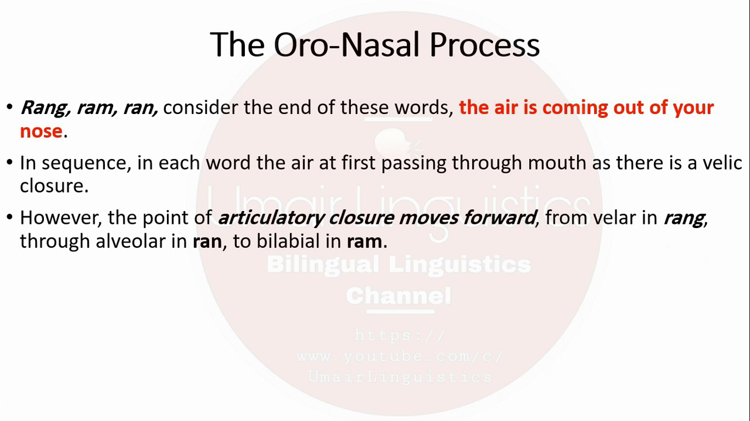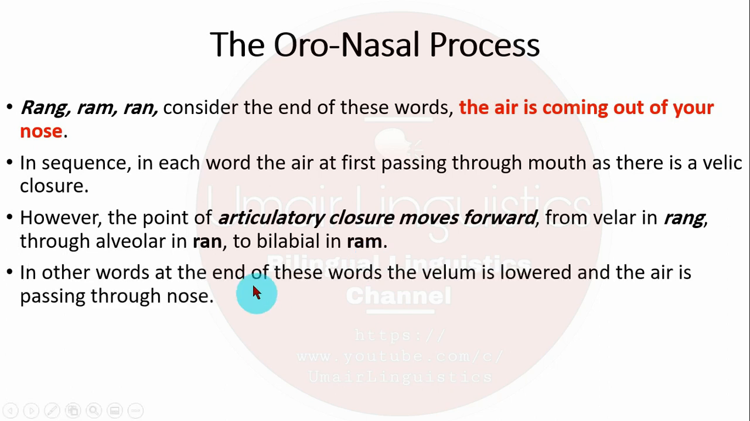What is meant by closure? I have described it in the earlier lecture as well. Closure means when the air stops at some place in the mouth. While in this word ran, because the n sound is alveolar, the tip or blade of the tongue touches the alveolar ridge. So here is the closure. When we say ran, at this point there is a closure. The air stops at this point. And in ram, at the end we have m, a bilabial sound. So there is articulatory closure at the bilabial place.